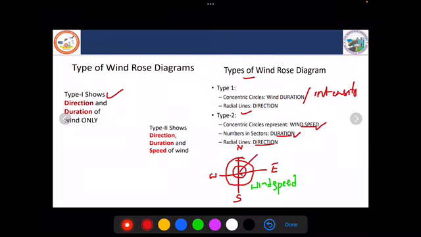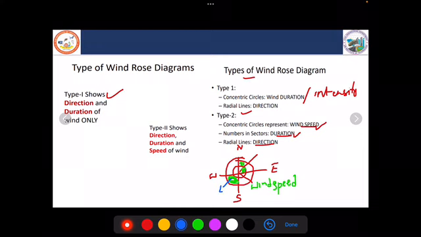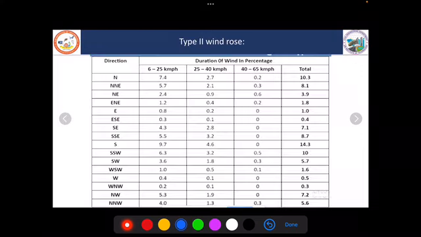And also the region in between the radial lines and the concentric circles represents the wind duration. That means we have many sectors within this circle, in between the radial lines and concentric circles, and these sectors represent the duration of wind. So let us see clearly.